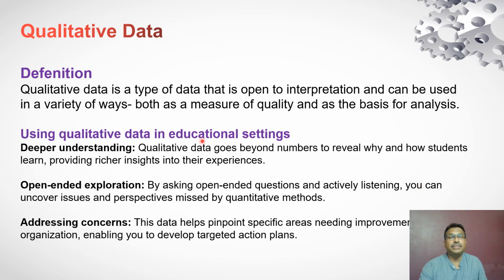Qualitative data definitions. Qualitative data is a type of data that is often interpretive and can be used in a variety of ways, both as a measure of quality but also as the basis for analysis. So, unique qualitative data in education settings gives a deeper understanding. Qualitative data goes just beyond numbers. It will reveal why and how students learn, and provide much richer insights about their experiences. Then we can have open-ended questions.